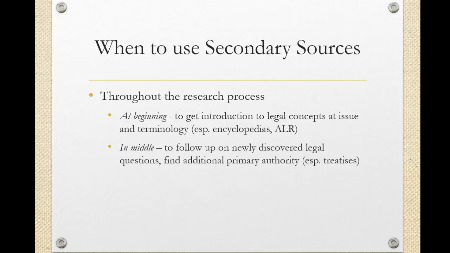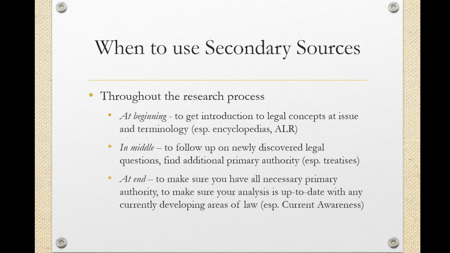In the middle, again, to help make sure that you found the important primary authority, treatises are particularly good. To follow up on any questions that you've learned, maybe those elements, you need more information and detail and to help understand what they are. And at the end, to make sure that you've got everything you need, again, that you are up to date on all the current issues. And again, current awareness sources can be good for that. And we will be talking about current awareness sources as well as treatises, encyclopedias, and ALR in subsequent classes.